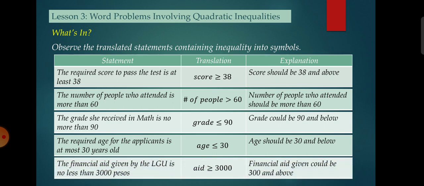Next, the financial aid given by the LGU is no less than 3,000 pesos. So, translation, aid is greater than or equal to 3,000. So, explanation, financial aid given could be 3,000 pesos and above. So, labing gamay nga nahatag sa gobyerno is 3,000 pataas. Okay, nasabtan ra ang mga inequality. Greater than, equal to, pero sa magamit og greater than, kana, banta.